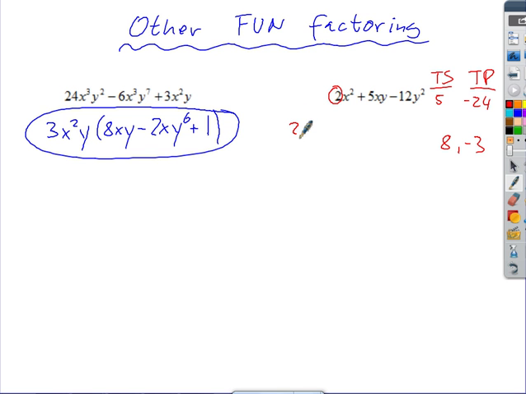Write everything down, splitting the middle term. 2x squared plus 8xy minus 3xy minus 12y squared. Remember that splitting the middle term doesn't change the value of our polynomial. We're just kind of like taking that middle term, pulling it into two pieces. And even if one piece now is negative, if you put them back together, you get exactly what you had before.